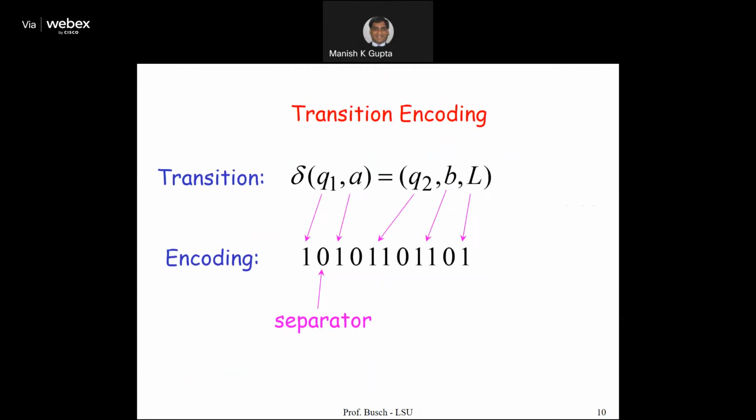Next, transition encoding. Now these are transitions: delta of Q1, A is Q2, B, L. How do we handle this? So state Q1. Now I'm going to use a separator here: 0 as a separator. State, 0 is a separator, alphabet A is 1, separator, 1 1 is then another state. Then separator, B is another symbol, 1 1, separator 0, and head. So I'm just giving you examples, right?